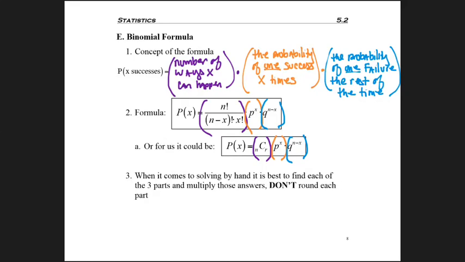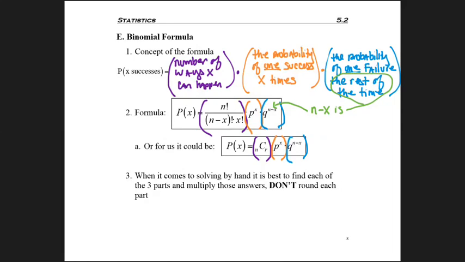And so our last part, which is q, the probability of a failure, the rest of the time, is the last multiplied piece of the formula. Now notice it says n minus x, because n minus x is the rest of the time. If you're doing something 10 times and 2 of those times you want success, then 8, which is 10 minus 2, 8 times would be the failure.